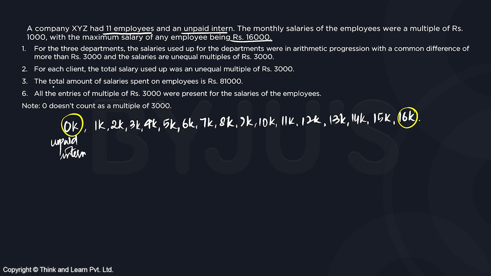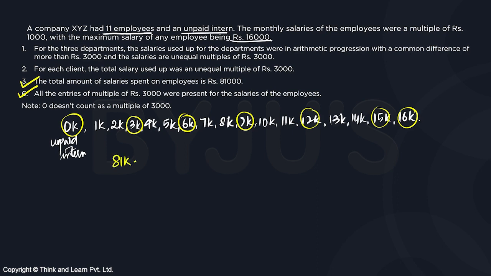Now, using statement number 6, all the salaries were multiples of 3,000. All the multiples of 3,000 do exist. So 3,000 exists, 6,000 exists, 9,000 exists, 12,000 exists, 15,000 exists. Now the next point is that the total salary spent is 81,000.